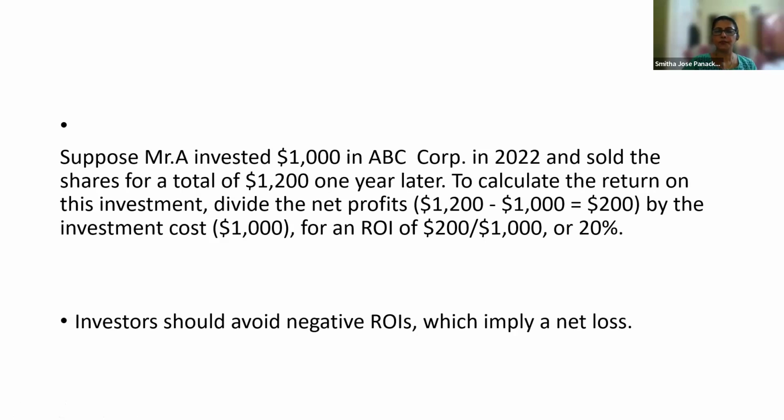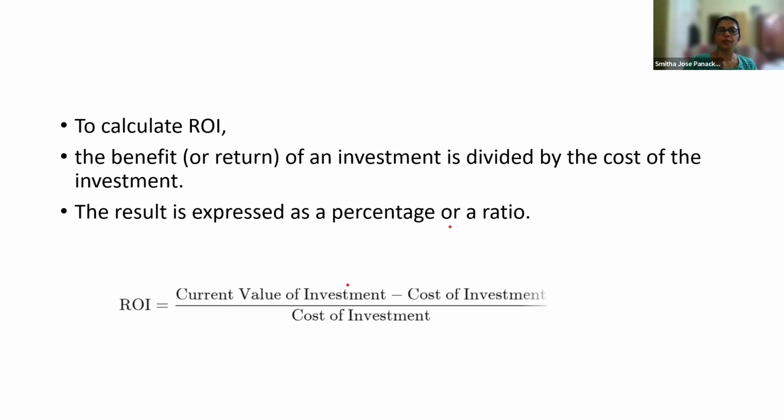What is his return? Okay, we have to calculate return on investment, right? Hope you remember the formula. What is the formula? Current value of investment minus cost of investment, divided by cost of investment. Ma'am, can you explain this formula, how do we do it? This is a formula. Return on investment is equal to current value of investment minus cost of investment divided by cost of investment. Hope you got it.